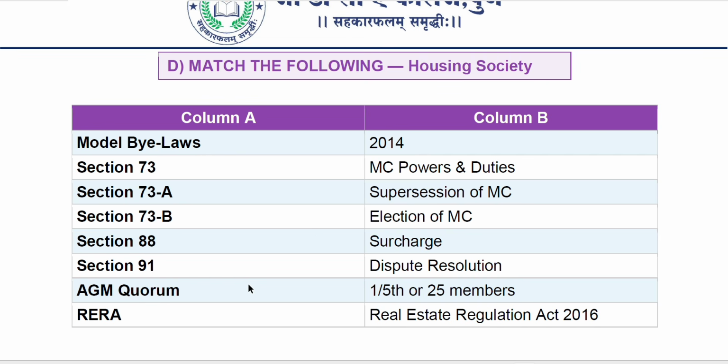Section 88, surcharge. 91, dispute resolution. AGM quorum 1/5 or 25, whichever is less. RERA, Real Estate Regulation Act 2016.